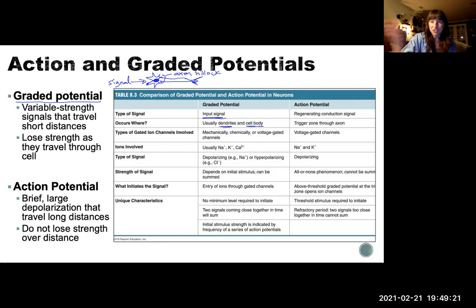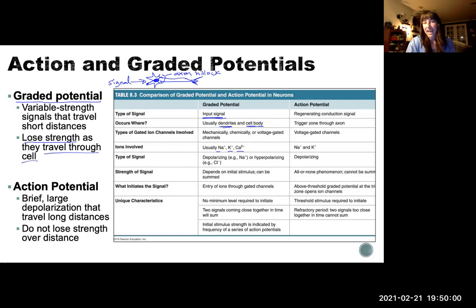cause a graded potential to start in the body of the neuron can be mechanical, chemical, or voltage gated, okay? The ions that are usually involved are sodium, potassium, but also calcium. And the signal can be depolarizing or hyperpolarizing. These are little details that'll make more sense when we get further along in this conversation. But most importantly, you are going to have a loss of strength as it travels through the cell.